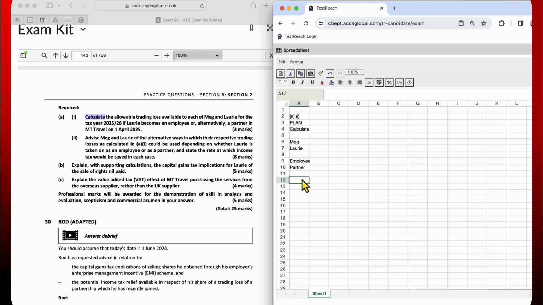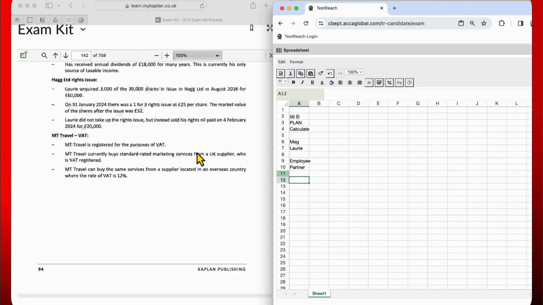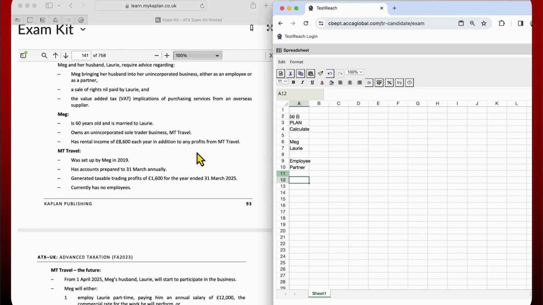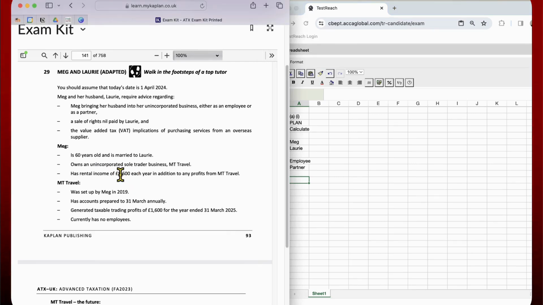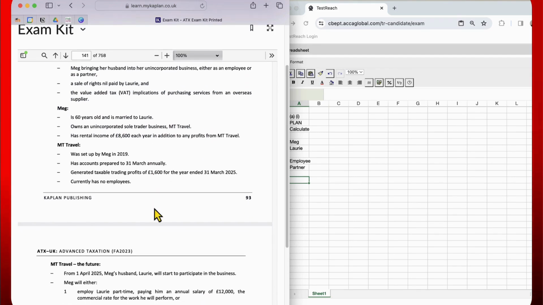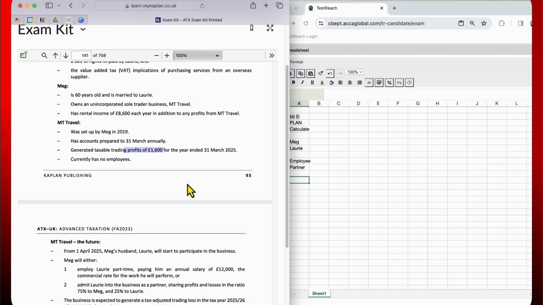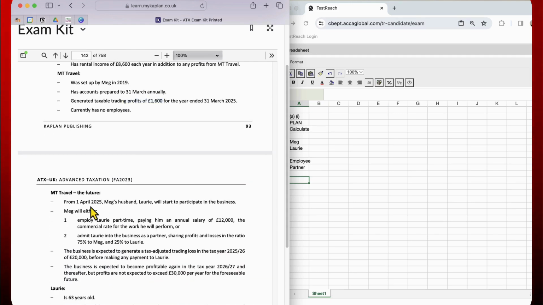It doesn't really matter which thing you're necessarily starting off with here. What information do we have about the loss? If we go back to our detailed info, Meg, 60, married to Laurie, owns this MT travel business, has rental income of $8,600 each year, as well as profits from the business, makes its accounts up to the end of March each year. It's got trading profits of $1,600 for the year. It's currently got no employees.